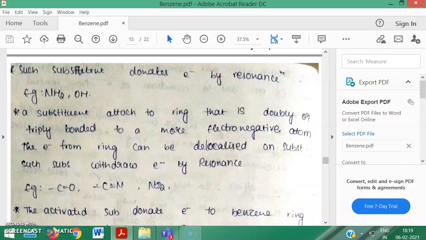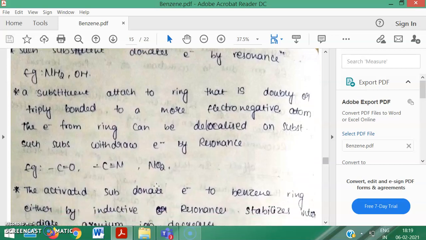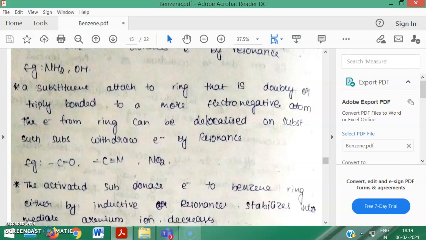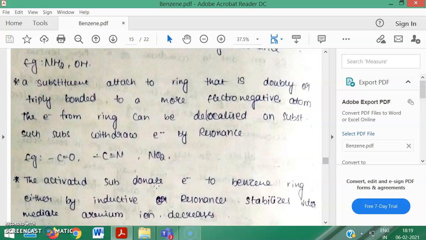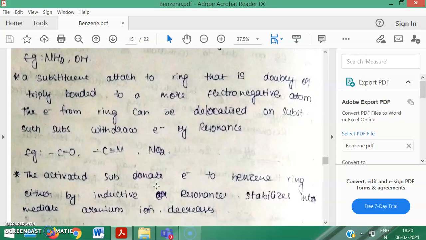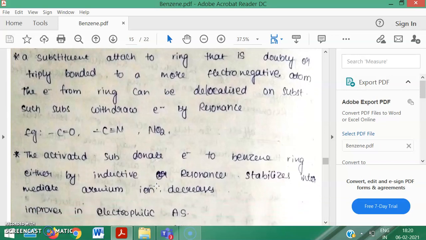In the first case, it is resonance donating. By double bond formation, through lone pair and p orbital overlapping, electrons are withdrawn or donated. That type of condition is called the resonance effect. Electrons taken or donated through a single bond is called the inductive effect. So those are the examples.